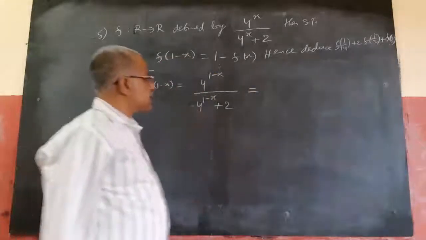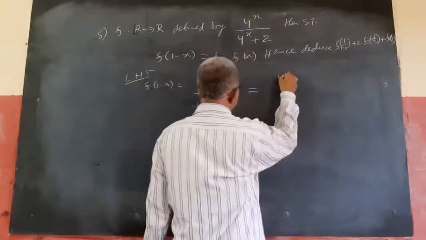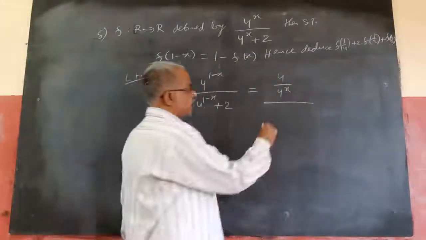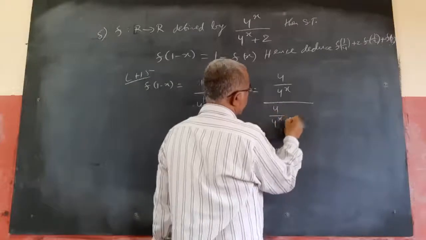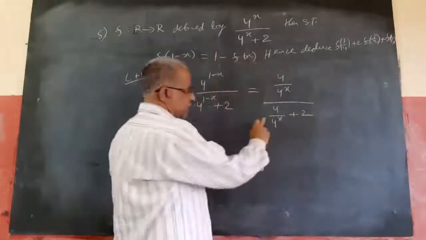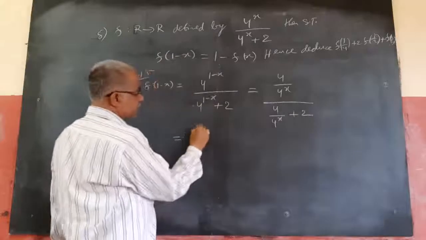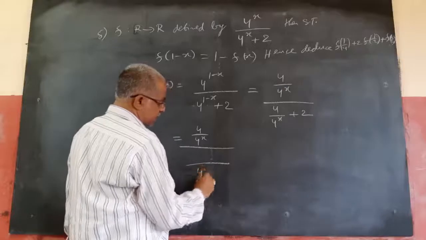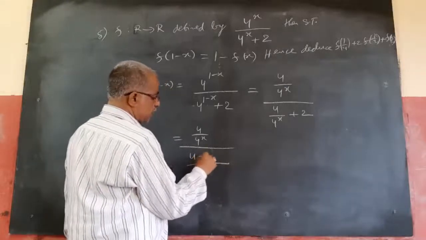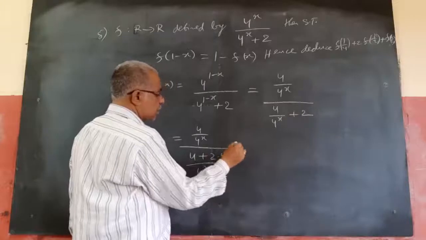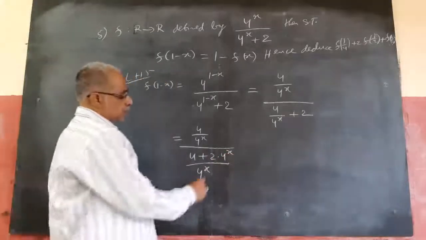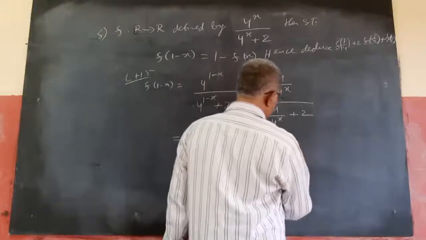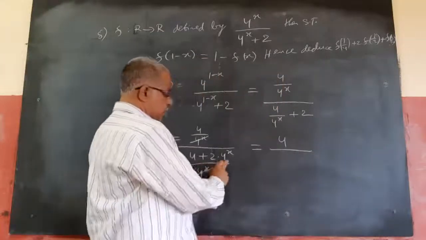Now if I simplify this, 4^(1-x) I can write as 4 / 4^x. So it is (4 / 4^x) / (4 / 4^x + 2). If I take the LCM of 4^x in the denominator, the numerator stays as 4 / 4^x, and the denominator becomes (4 + 2 into 4^x) / 4^x. This 4^x cancels, leaving 4 / (4 + 2 into 4^x).